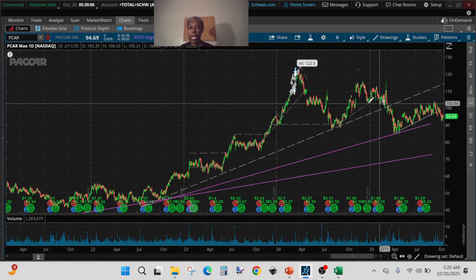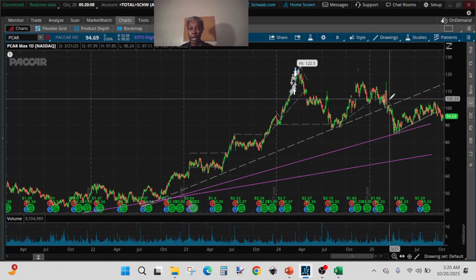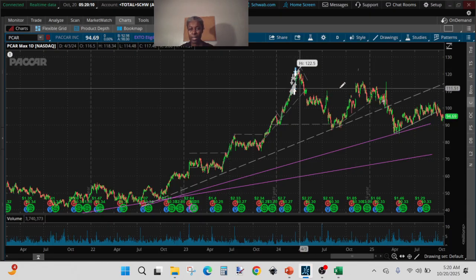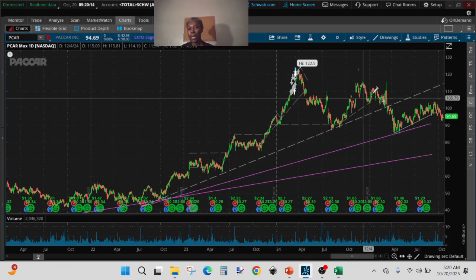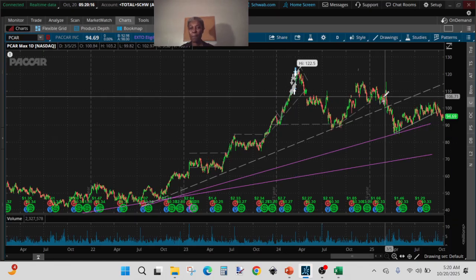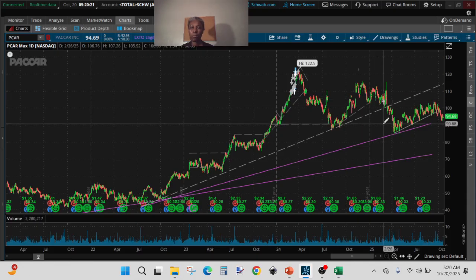So I like to use arrows so that I can pinpoint where I purchase and use that as a reference as I'm analyzing the chart, so that I can see if I made a purchase at the right place on the chart, or if I entered the trade too early.